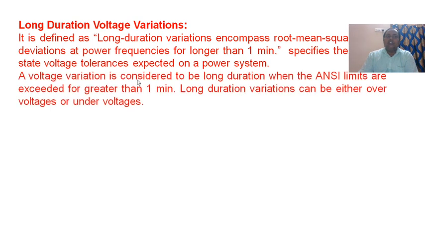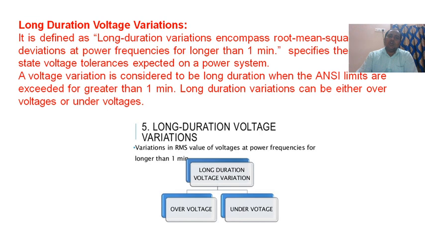A voltage variation is considered to be long duration when the ANSI limits are exceeded for greater than 1 minute. As already discussed, long duration variation can be either over voltages or under voltages, that is, a swell or a sag. Greater than 1 minute we treat as a long duration voltage variation. It is a variation in the RMS value of voltage at power frequencies for longer than 1 minute.